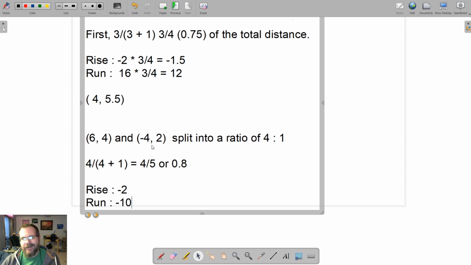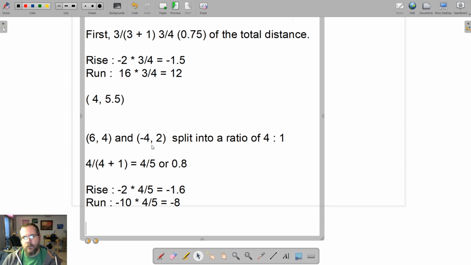Now I want to apply that multiplication factor that I found, the 0.8 or 4/5, and find out what these two are going to be, and that's how much the point is going to change. I'm using 4/5 here, and you can use 0.8. It's totally fine. So -2 times 4/5 is -1.6, or -1 3/5, and -10 times 4/5 is -8.